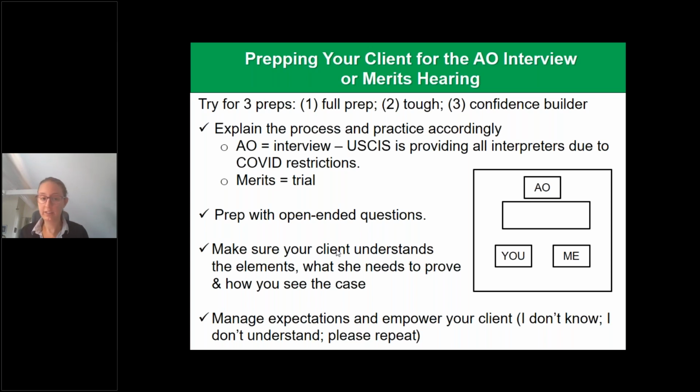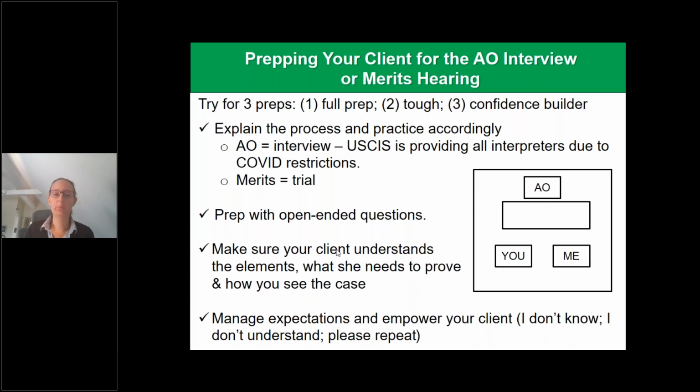So it's important to practice either the interview or the merits hearing. Generally, we recommend 3 practice sessions. One full preparation where you're asking questions, you discuss the answers, things that your client did well, things that you want them to work on or include. You'll want to have another practice session where you ask really tough questions or give them a really difficult cross-examination so that they can get used to a more aggressive interview or cross-examination. You'll want your final preparation session to really just be a confidence builder and have it very close to the merits hearing or the asylum interview.